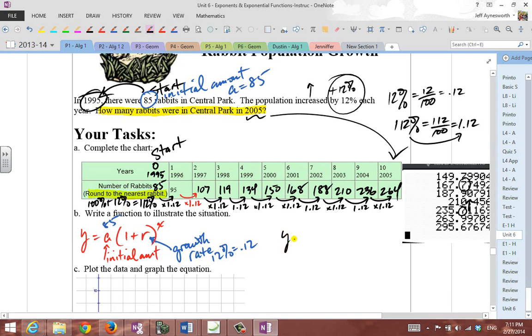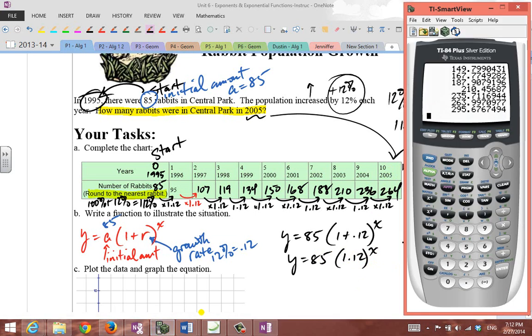So what I have here is y equals 85, my initial amount, times 1 plus the growth rate, 12% is 0.12, raised to the power of x. What is that? y is equal to 85 times 1.12 to the power of x. That's my function. Now, if I want to figure out how many rabbits there are in 2005, I can use this function. So let me show you.